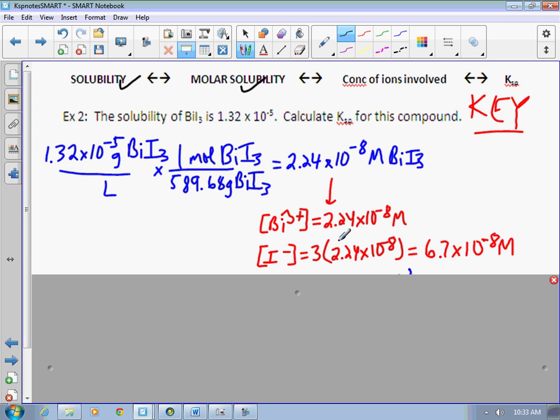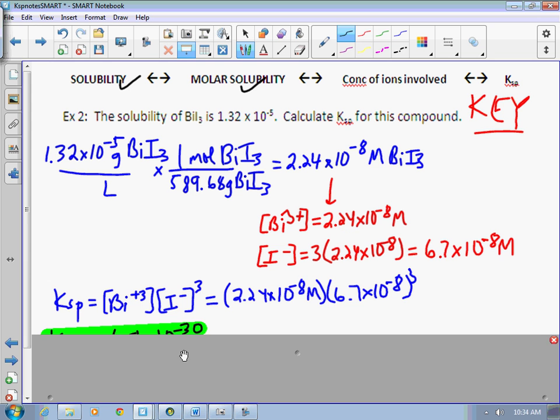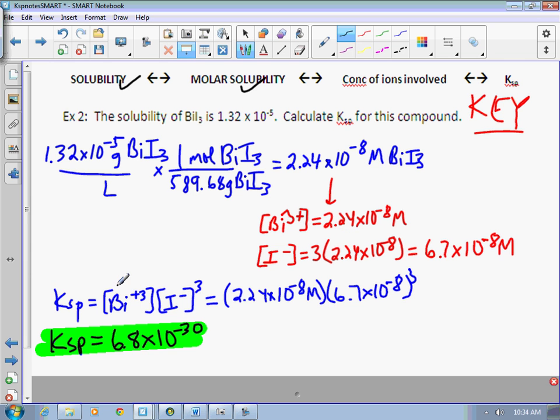Well, now I can go ahead and plug that into KSP. So KSP is the bismuth ions times the iodide ions raised to the 3rd power. So we just plug those numbers in. And don't forget about that 3rd power. So in essence, you multiplied the number by 3 to deal with the stoichiometry, but then you cubed that concentration to deal with the equilibrium aspect. All right, there you go. So the KSP for this compound is 6.8 times 10 to the negative 30th. Not very soluble.